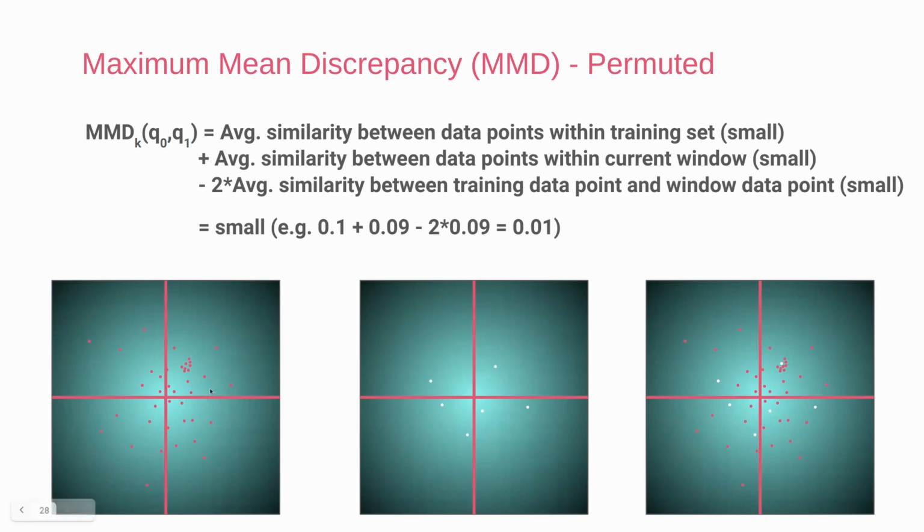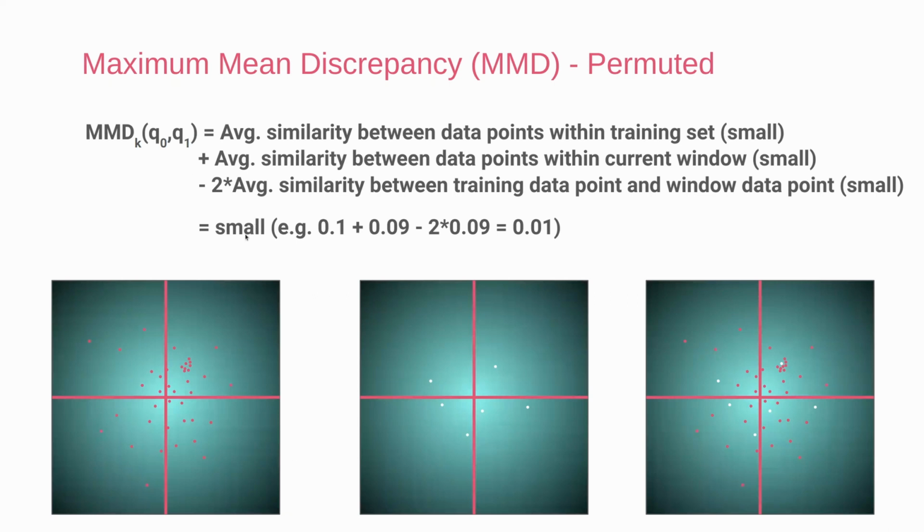So here, we now consider shuffled training windows and shuffled deployment windows. So we've got a mix of training and deployment data in both. And the similarity is low in the shuffled training window. It's low in the shuffled deployment window. It's low between, and low plus low minus 2 times low. They're all expected to cancel out if there hasn't been a change, and the MMD is small.